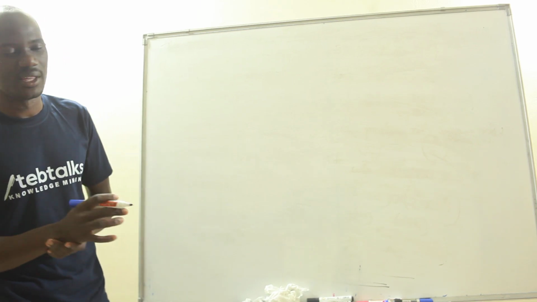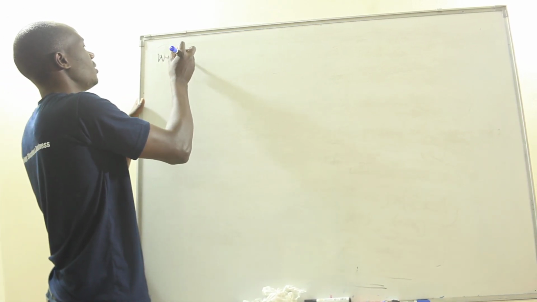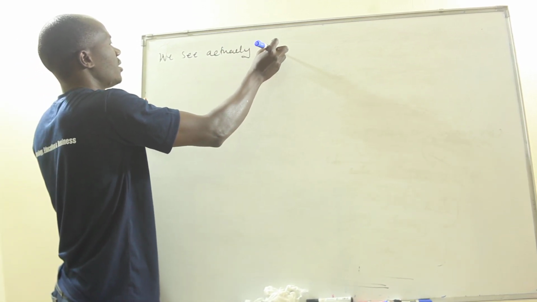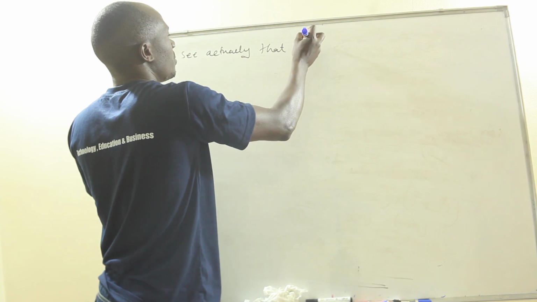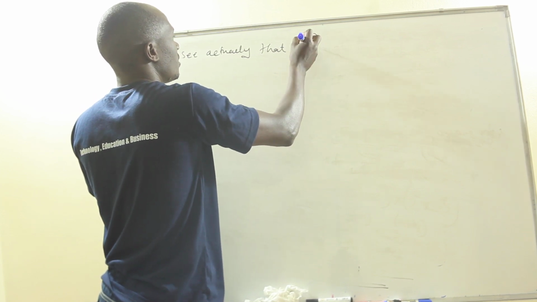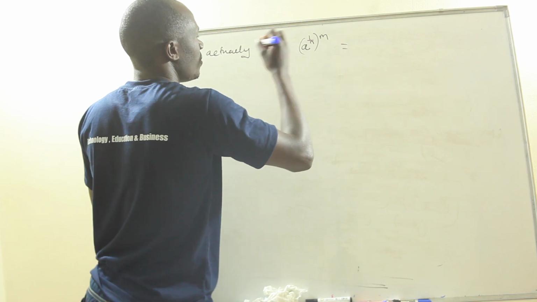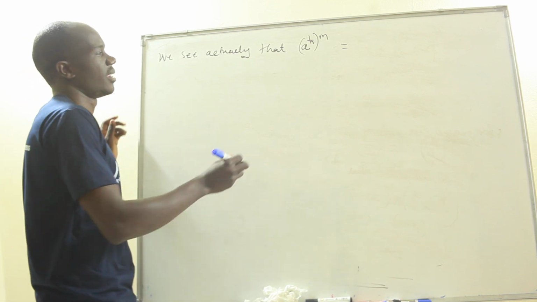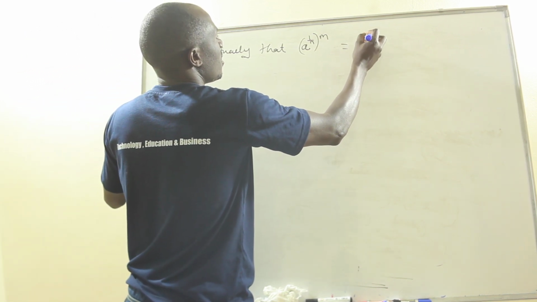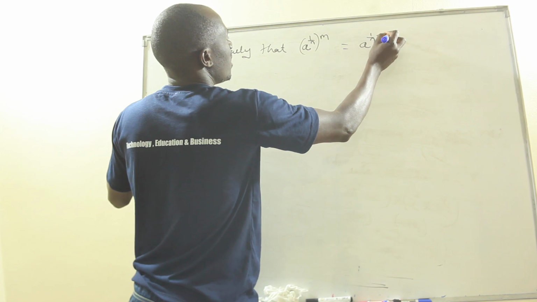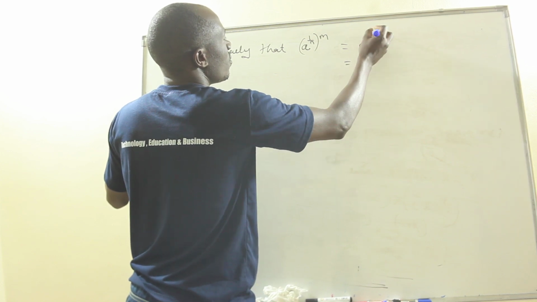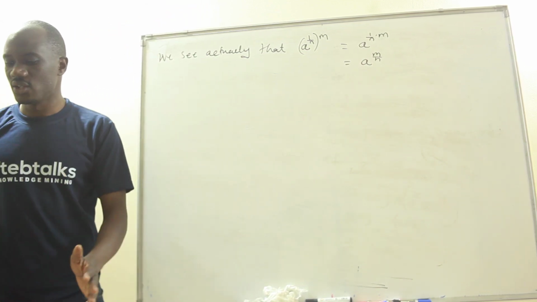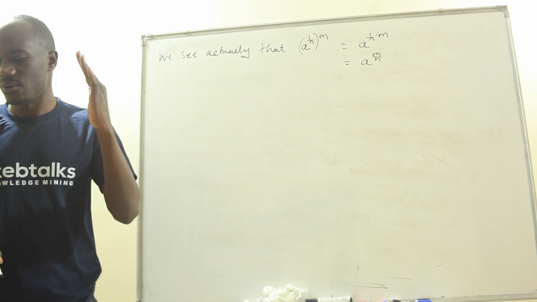We see actually that a power 1 over n, outside m. So the same story. This power is going to be multiplied with that, like what we saw behind there. So this is the same as a power 1 over n times m, which is the same as a 1 times m, you just get m out of n. So you have seen how that one is moving on that one.